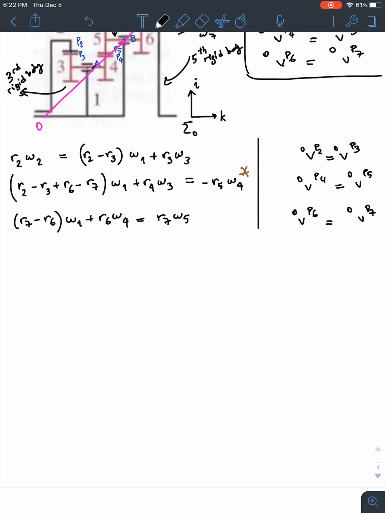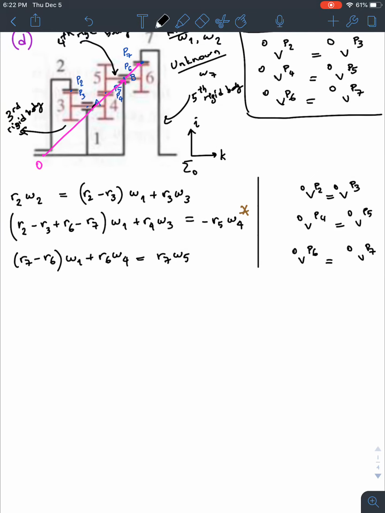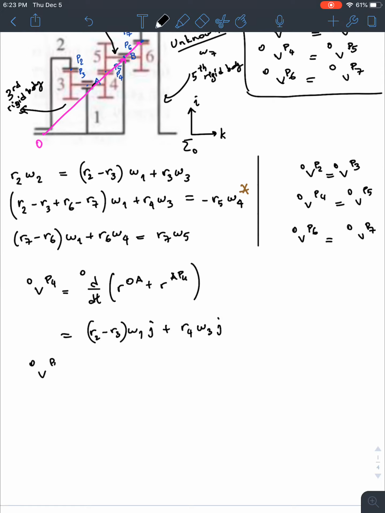Okay, before I say these are the equations that we needed, I need to double check that equation. I think I made a mistake when I was computing the velocity of p5 in 0 that I just realized. So the velocity of p4 in 0 we found by taking the derivative of a vector that goes from O to A first plus RA to p4. And we said this was r2 minus r3 omega 1 j plus A to p4 is r4 times omega 3 in j. That part is correct, but the velocity of p5 in 0 is d dt of a vector that goes from O to B plus a vector that goes from B to p5.